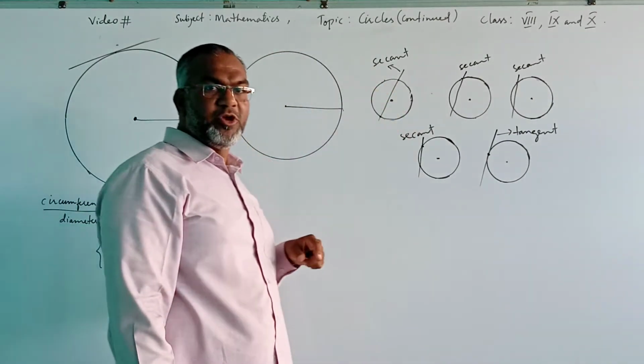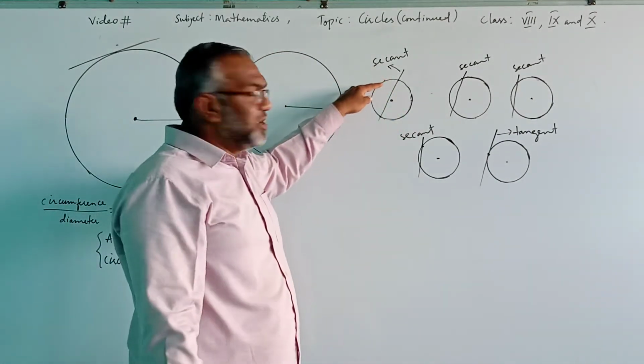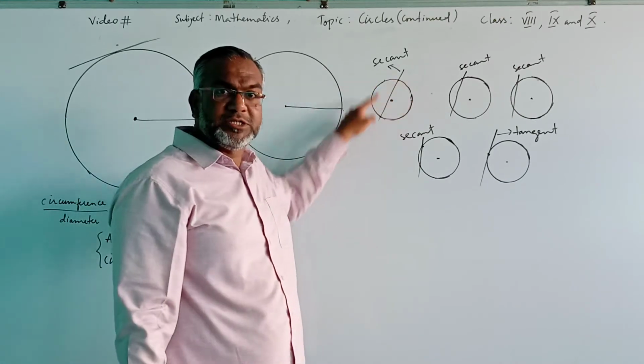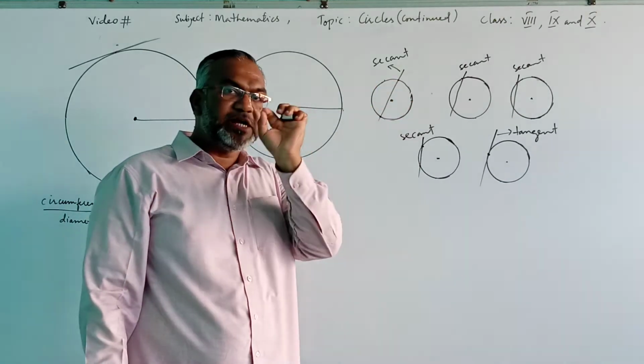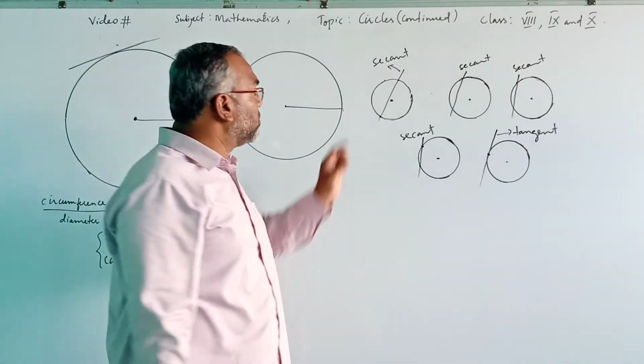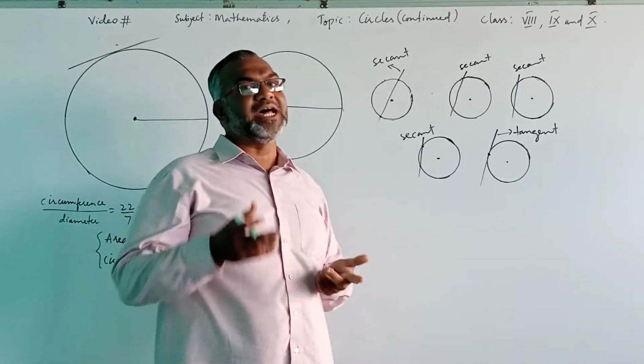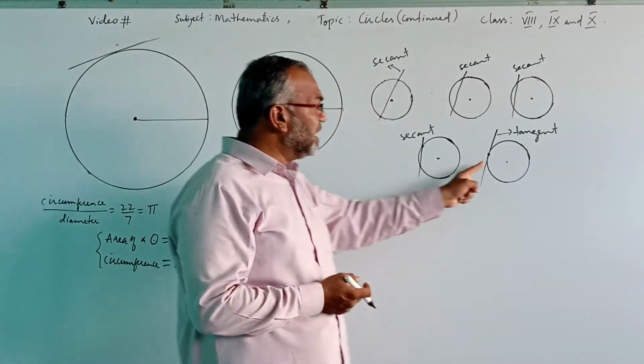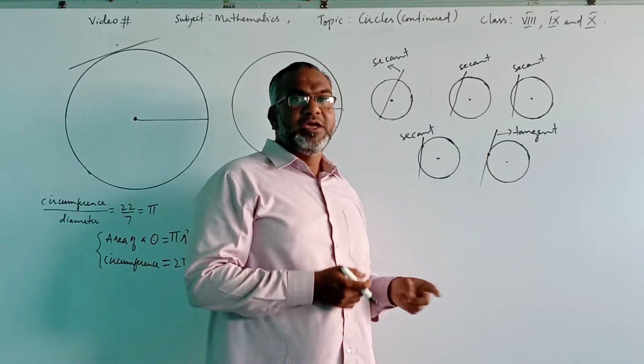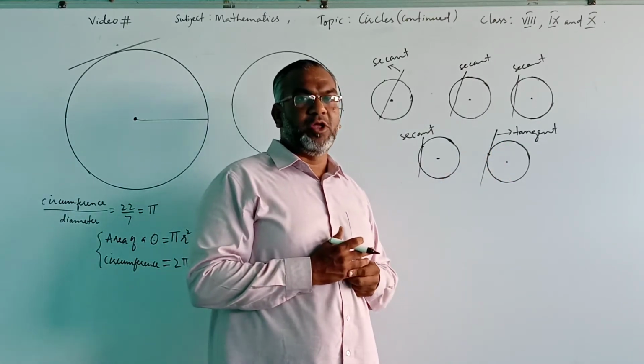How many secants can be drawn? We know that there are infinite number of points on the circle. There are indefinite number of points on the circle. So indefinite number of secants are possible. Now how many tangents are possible? Indefinite number of tangents can be drawn.